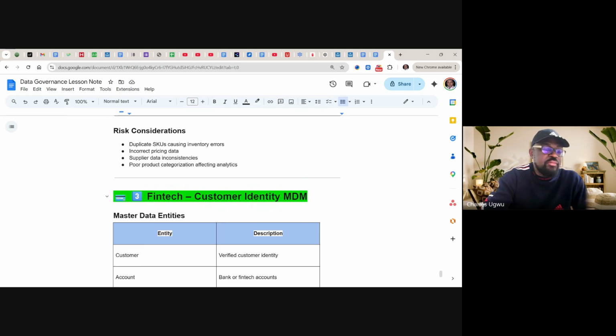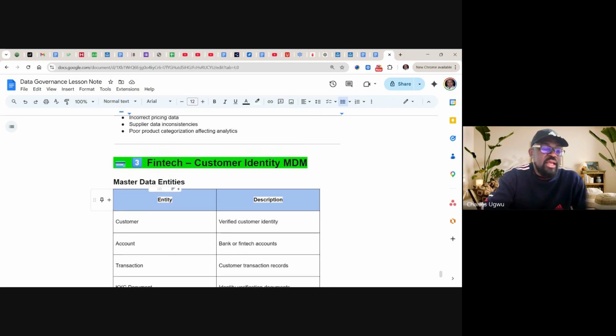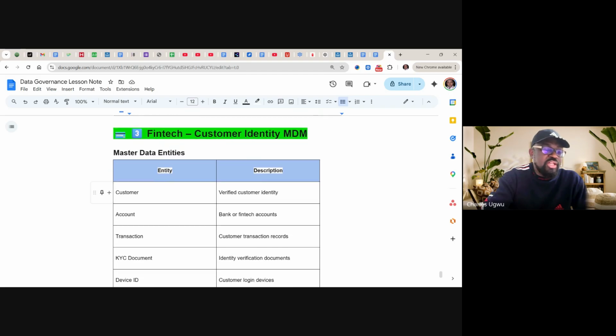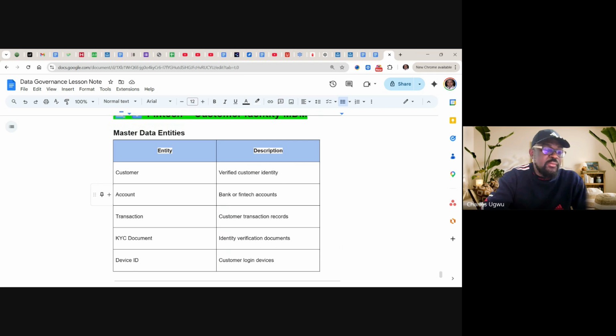master data management framework. We look at the master data entity, we say customer, we say account, we say transaction, we say KYC, know your customer document, we say device ID. So under customer, we have verified customer identity. Under account, we have bank or fintech account. Under transaction, we say customer transaction record.